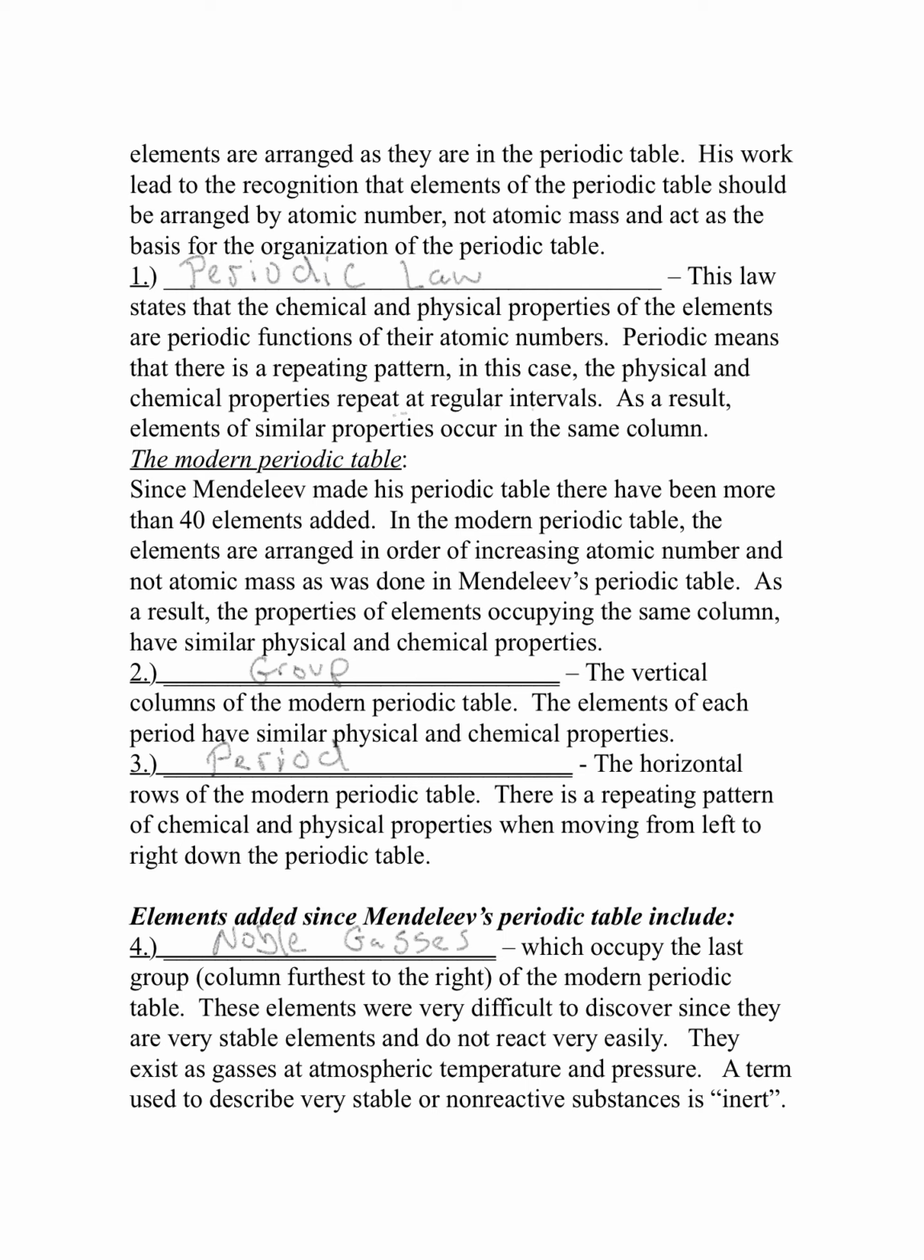And in the modern periodic table, since Mendeleev made his first periodic table, 40 elements have been added. In the modern periodic table, the elements are arranged in order of increasing atomic number and not atomic mass, as was done in Mendeleev's periodic table. As a result, the elements occupying the same column have similar physical and chemical properties.